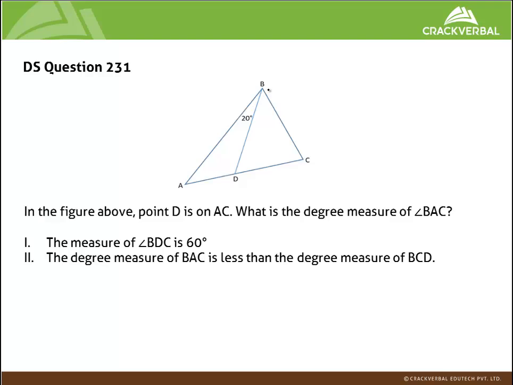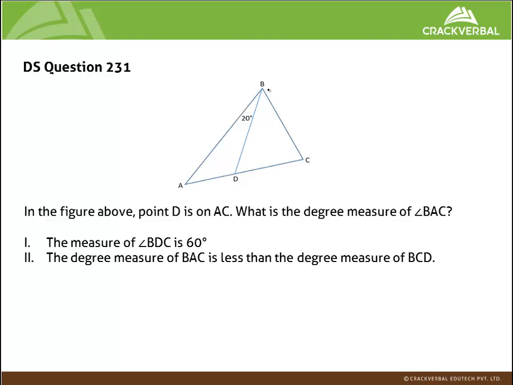Now, when you're dealing with a geometry question, especially on data sufficiency, there are 2 points that you need to keep in mind. The first is you do not make any assumptions. You only hold on to definite pieces of information given in the question. Here, the only definite piece of information given in the question is angle ABD is 20 degrees.